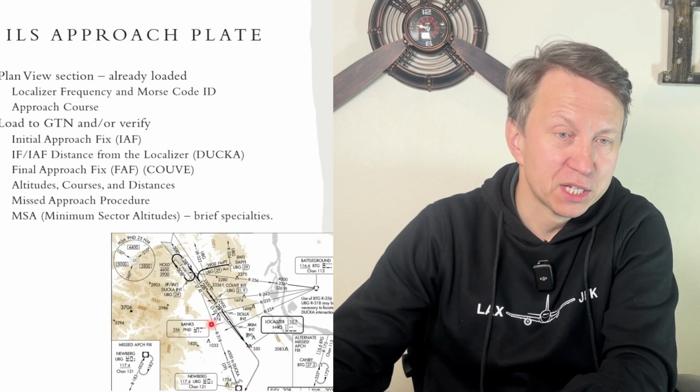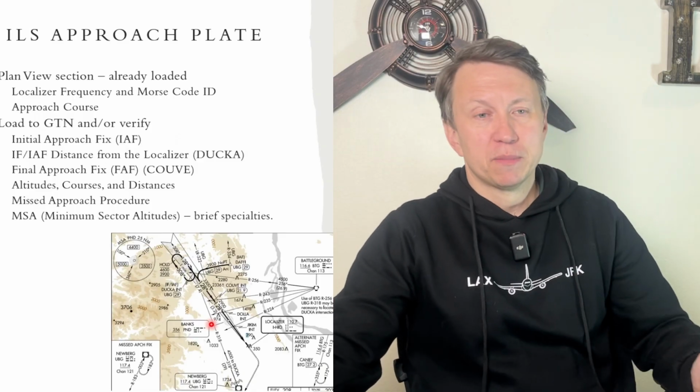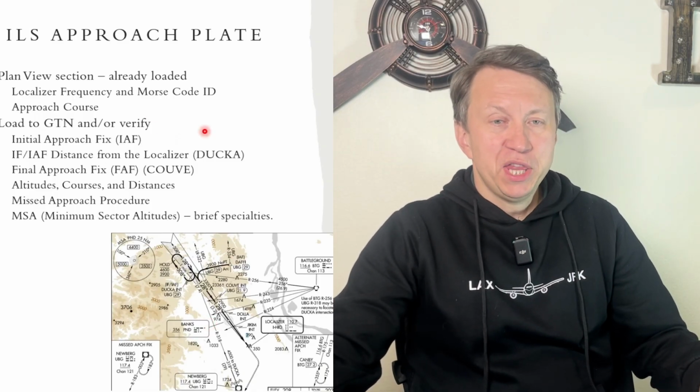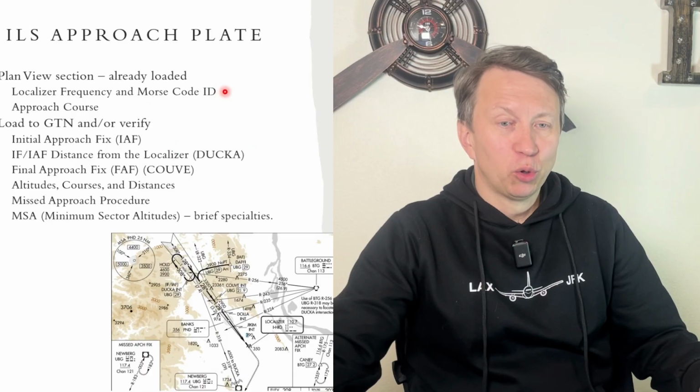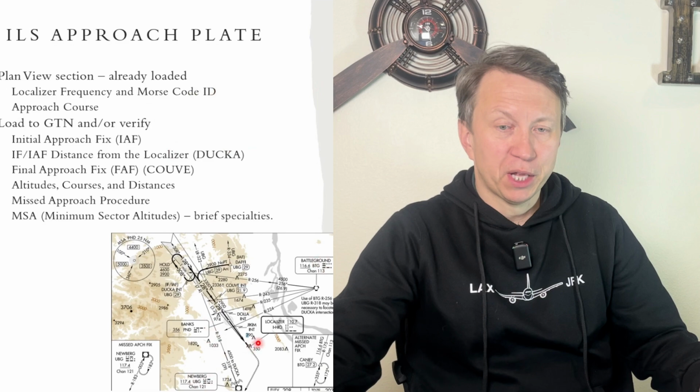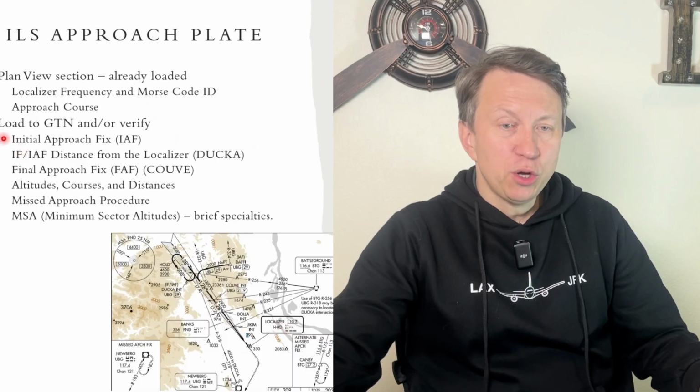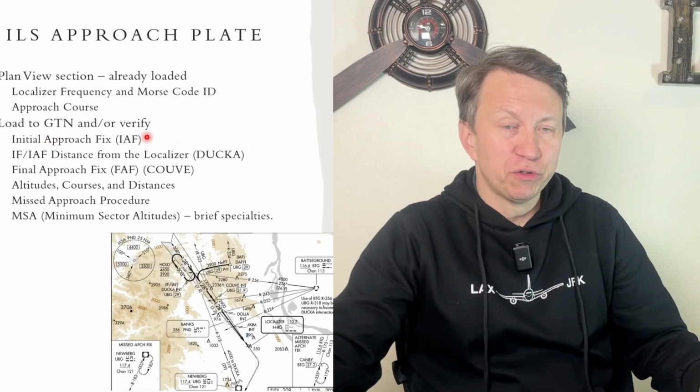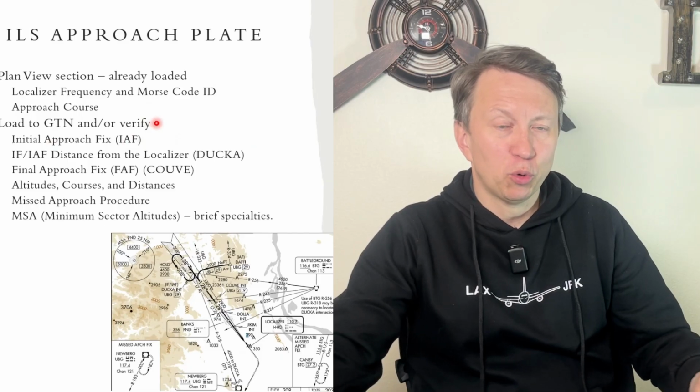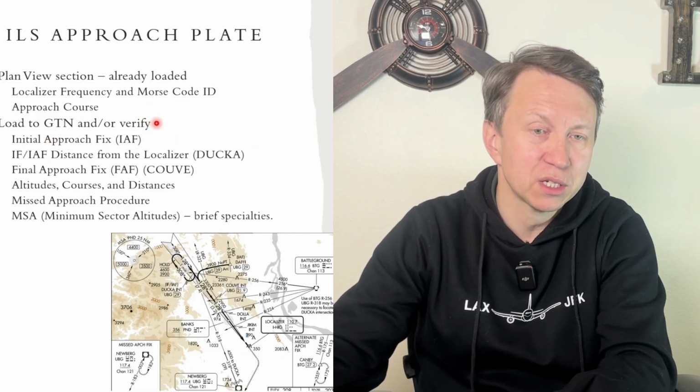Now, next, plan view section. By now, you would have the localizer frequency already loaded, so there are a lot of items that repeat themselves. Approach course obviously depicted, and that's loaded. But then you go on to briefing the approach itself. You have the initial approach fix. You go in and verify that your GPS database loaded the correct approach and the altitudes and names are matching.